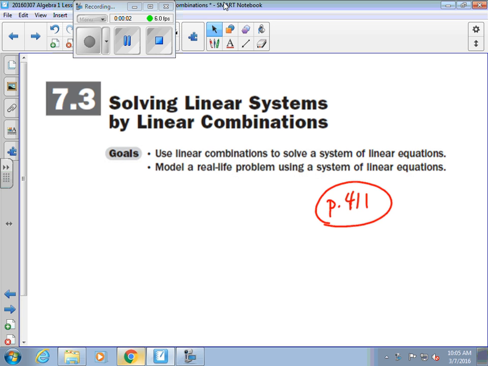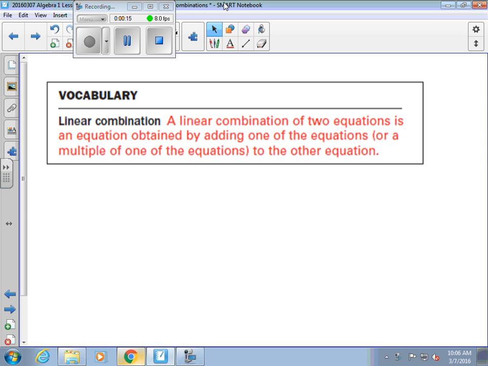This is Algebra 1, Lesson 7.3. We are solving linear systems by using linear combinations, also known as eliminations. We're using linear combinations to solve systems, and then we'll look at some real-life problems beginning on 411.